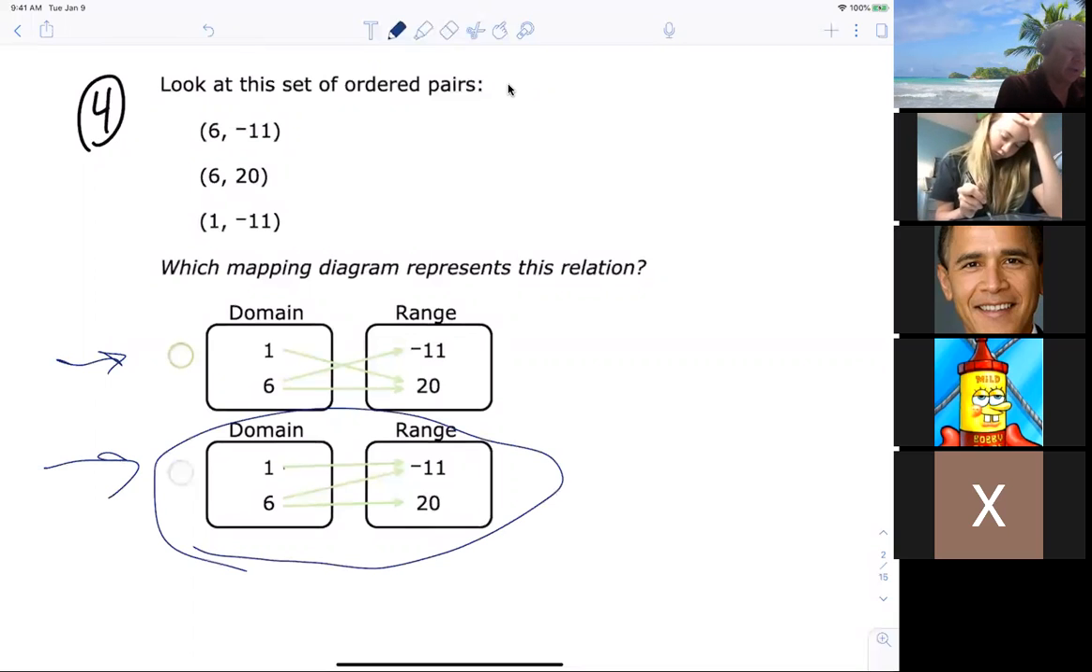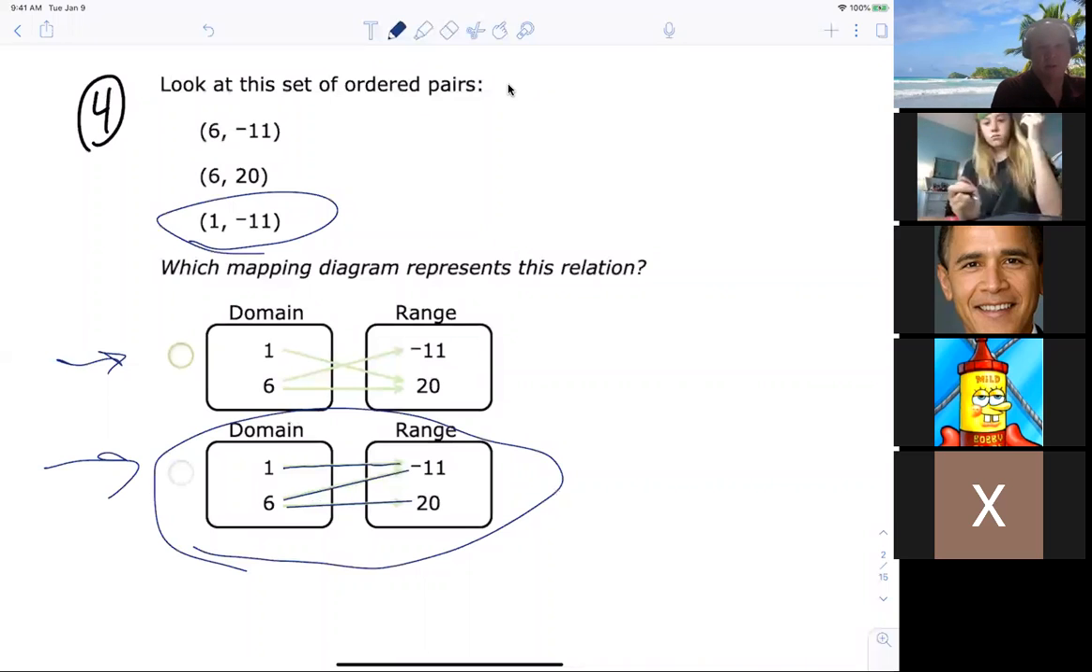Because 1 is mapped to negative 11, and negative 6. What is only mapped once? 11. And 6 is mapped twice. That's not hard, guys. Everybody good? Yes, sir. All right. Let's go.